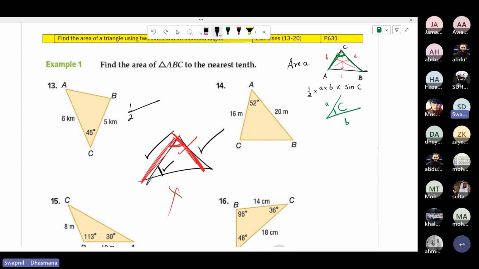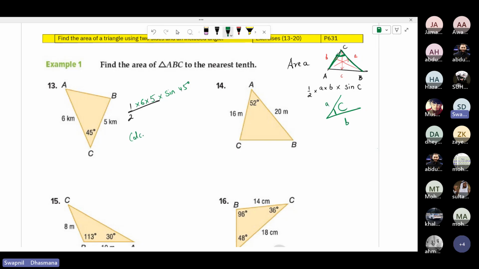Okay, so you have half A, B sine C. So this might come. It's pretty easy, so I don't know if they will give it, but it could be. So 6 times 5 times sine 45, finished, you will get the answer. But remember, your calculator must be in degree.